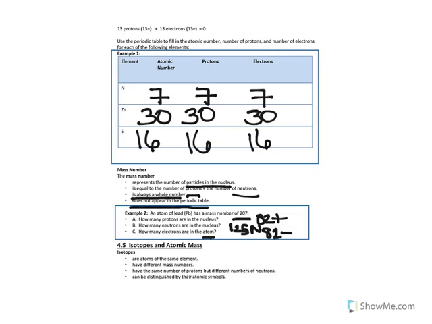Now let's talk about isotopes. Isotopes are atoms of the same element but with different mass numbers. All atoms of the same element have the same number of protons, right? All atoms of the same element have the same number of protons, but they might have different numbers of neutrons. We can tell the difference by their atomic symbols.